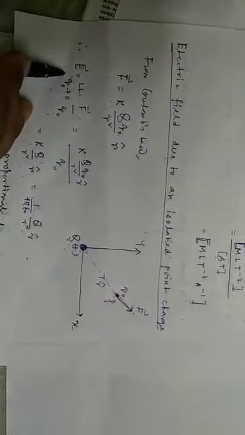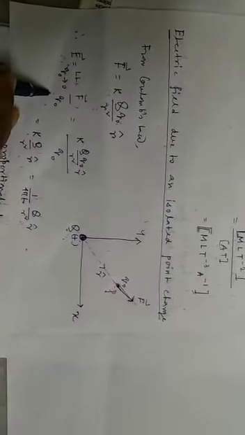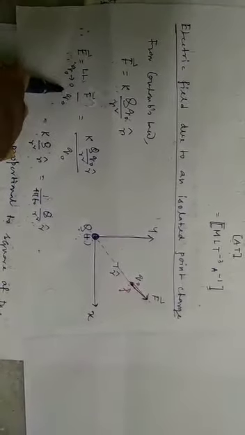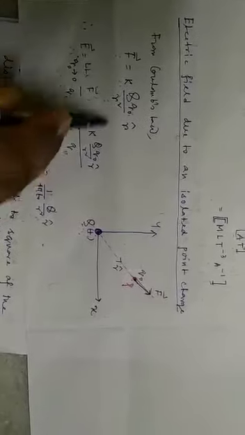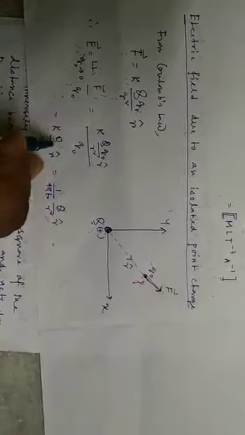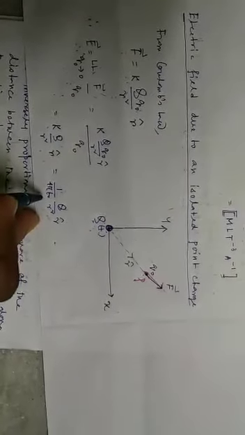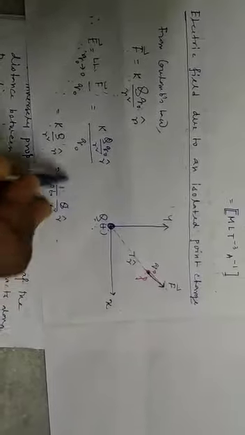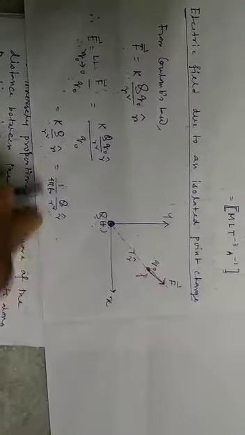Therefore, E vector, the intensity of electric field according to the definition, is limit Q naught tends to 0 of F by Q naught. You just put this value. Q naught cancels out here, and we get 1 by 4 pi epsilon 0. Putting the value of electrostatic constant, we get this.